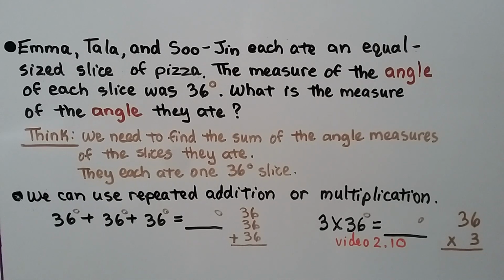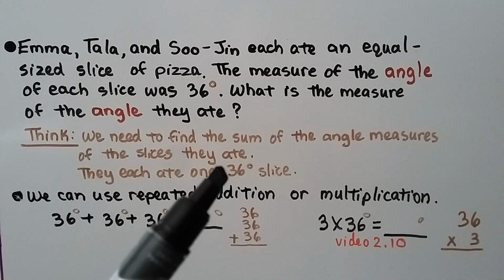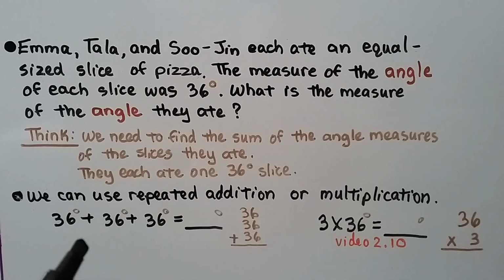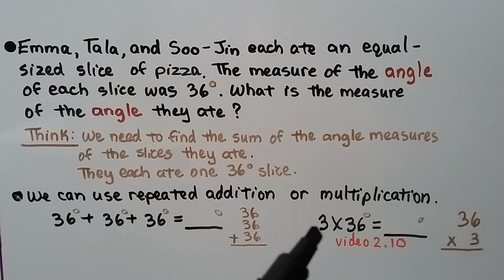Emma, Tala, and Sujin each ate an equal-sized slice of pizza. The measure of the angle of each slice was 36 degrees. What is the measure of the angle they ate? So, we think we need to find the sum of the angle measures of the slices they ate, and they each ate one 36-degree slice. We can use repeated addition, and we can add 36 degrees plus 36 degrees plus 36 degrees. We could even stack them to make our addition easier, couldn't we? We could also use multiplication and do 3 times 36 degrees.